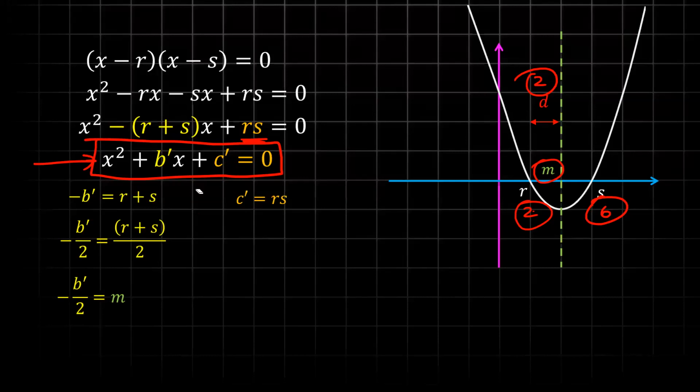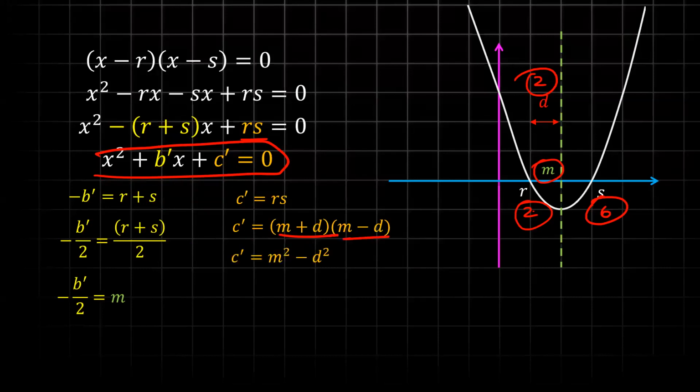But now the question is, you can find M. Do you see you can find the midpoint just by looking at the equation? Then, C can be written as M plus D into M minus D. Agree with me on this? Which simplifies to ultimately M square minus D square. Which eventually leads to D square is equal to M square minus C dash.